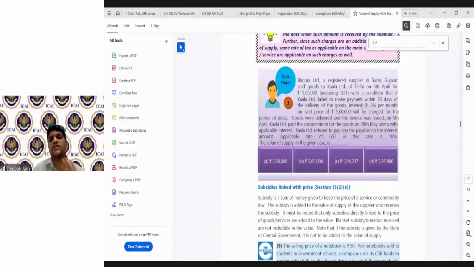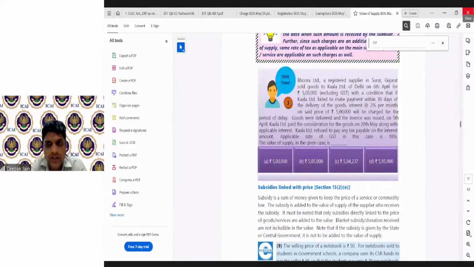Bura Limited, a registered supplier in Surat, sold goods to Kala Limited of Delhi on 6th April for 5 lakh rupees, excluding GST, with a condition that if Kala Limited failed to make the payment within 30 days of the delivery of the goods, interest at 2% per month on the said price of 5 lakh will be charged for the period of delay. Now, goods were delivered and the invoice was issued on 5th of April.